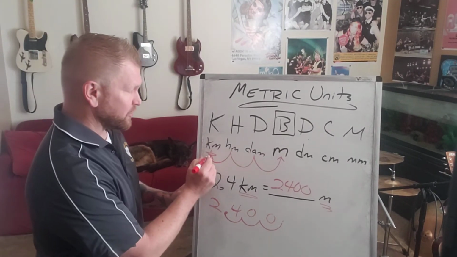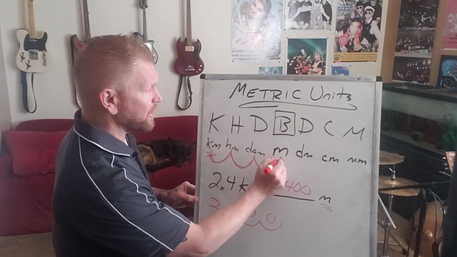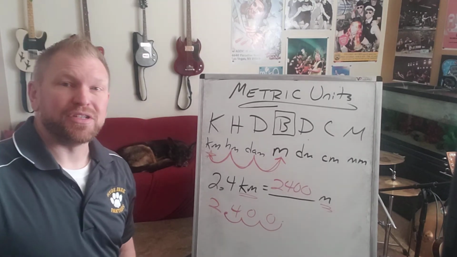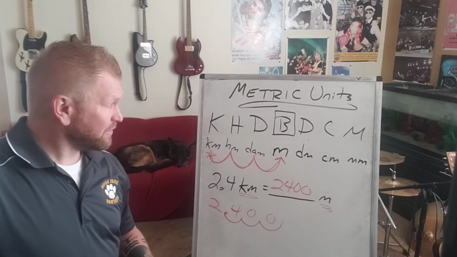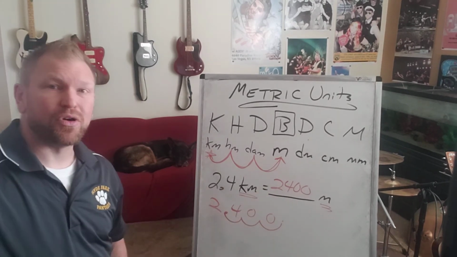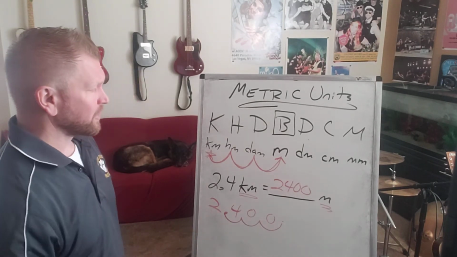When you move the decimal once, it means you multiply by 10. Move it again, you multiply it by 100. Move it again, you multiply it by 1,000. So I really just did 2.4 multiplied by 1,000. If you don't believe me, put it in your calculator. Put in 2.4 times 1,000. It's going to tell you 2,400 is the answer. So instead of using a calculator, just move the decimal.